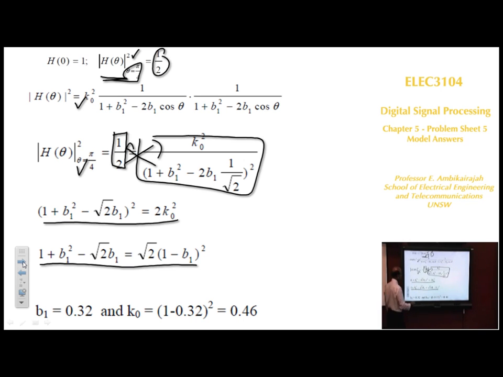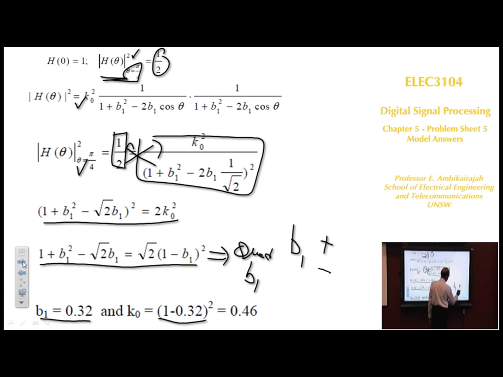You simplify. Now you're going to make this a quadratic equation and simplify and find b1. When you look at b1, b1 becomes 0.32, and then you substitute b1, you get k naught. Now you would have two values for b1. b1 should be plus or minus, because it's a quadratic equation you're going to solve. So you could get a plus and minus answer.